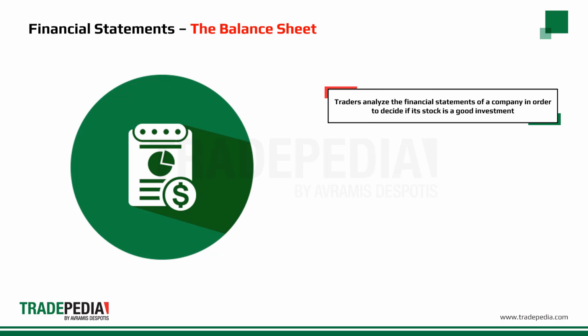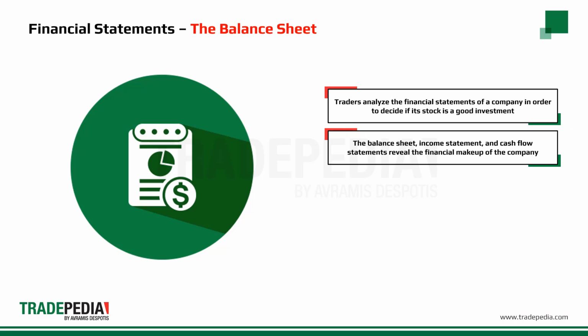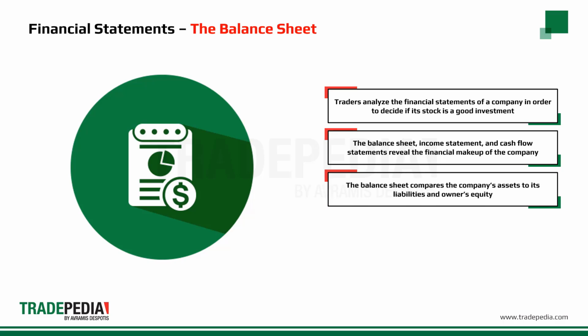Traders analyze the financial statements of a company in order to decide if its stock is a good investment. The balance sheet, income statement, and cash flow statements reveal the financial makeup of the company. The balance sheet compares the company's assets like cash, equipment, and property to its liabilities or debts and owner's equity, which is the capital employed by the owners.